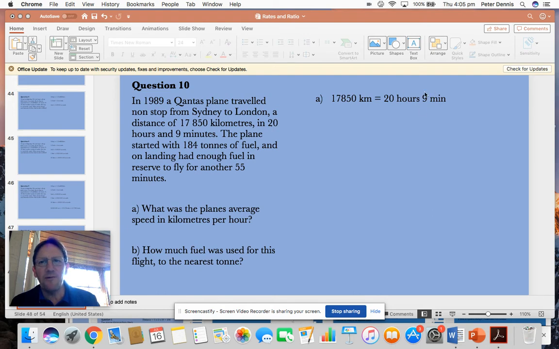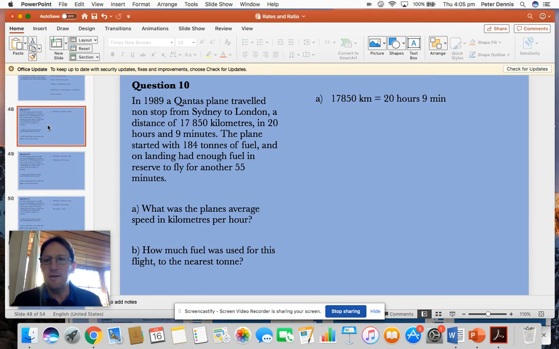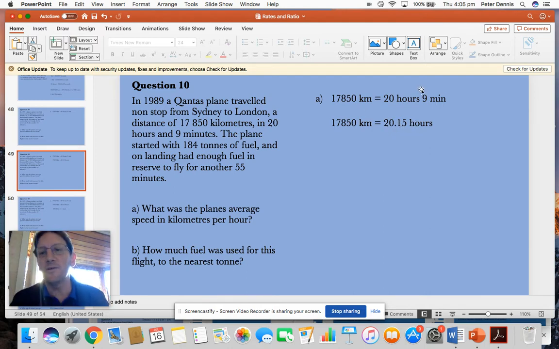This is 20 hours and 9 minutes. Again, using that button on your calculator, if you put 20 hours and 9 minutes into that degrees, minutes, and seconds, what you'll find is that this is 20 hours and 0.15, or 20.15 hours. So, as I said, if you can use that button, understand that button, put in 20 hours, 9 minutes, hit equals, it will change it for you.